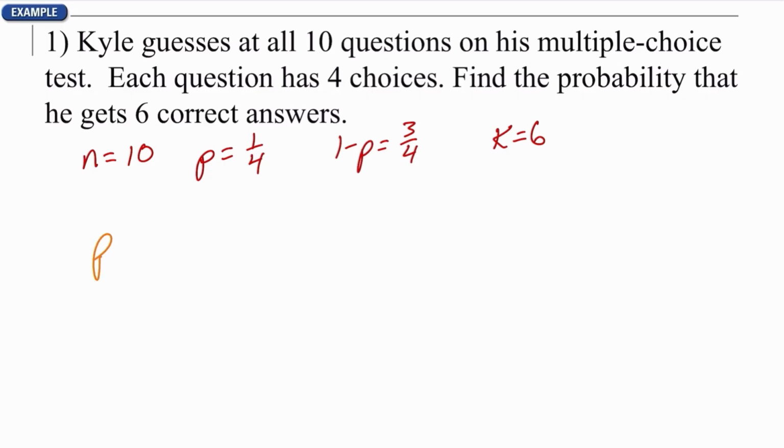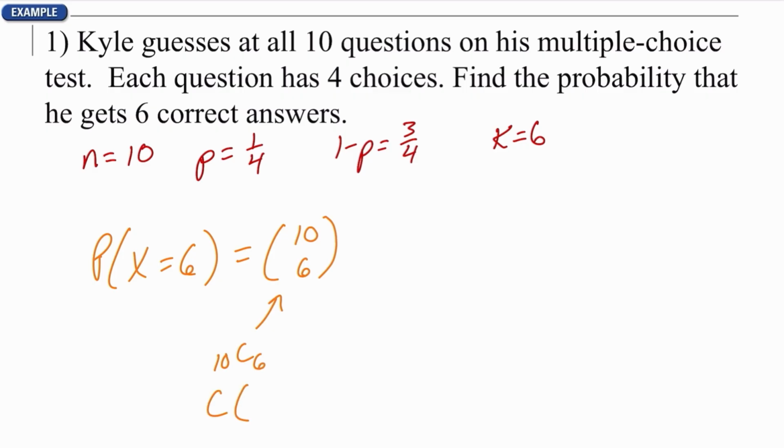So what we have is a probability that x is equal to 6. That will be our formal notation. It's going to be, now here's something different, I'm going to write 10 and then a 6, like this, which is the same thing as saying 10C6. Sometimes you might even see it written as C, open parenthesis, 10 comma 6. You might see it like that as a combination. Then our probability of success, 1/4 to the power of 6, and then 3/4.